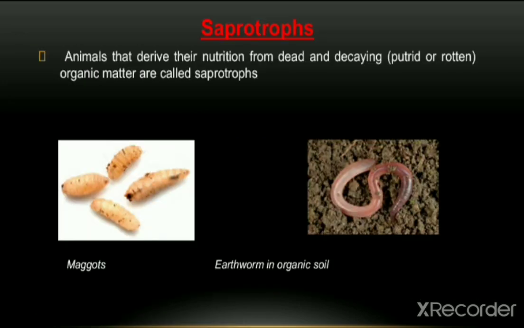Let's move on to the next type of organism, that is saprotrophs. Saprotrophs are the organisms who derive their nutrition from dead and decaying matter. Examples are given here: maggots, earthworm. They take in food from the dead decaying matter.